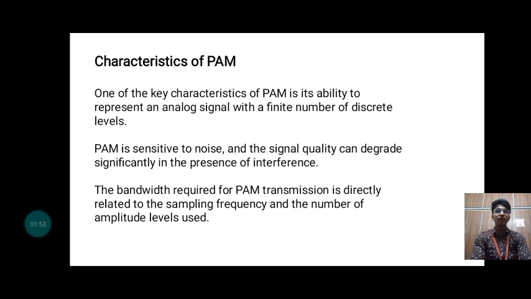Characteristics of PAM. One of the key characteristics of PAM is its ability to represent an analog signal with an infinite number of discrete levels. PAM is sensitive to noise, and the signal quality can degrade significantly in the presence of interference. The bandwidth required for PAM transmission is directly related to the sampling frequency and the number of amplitude levels used.